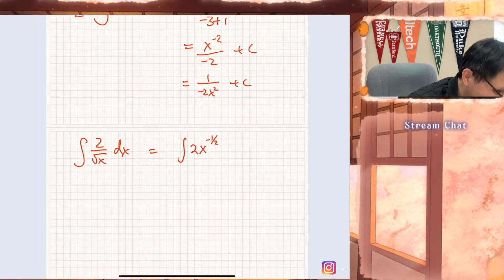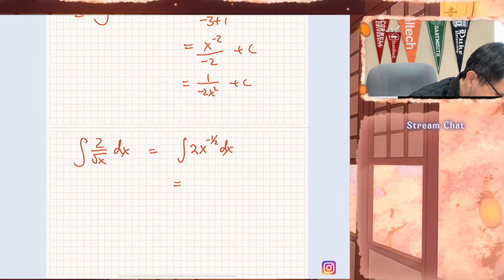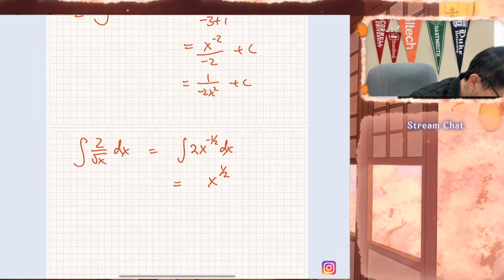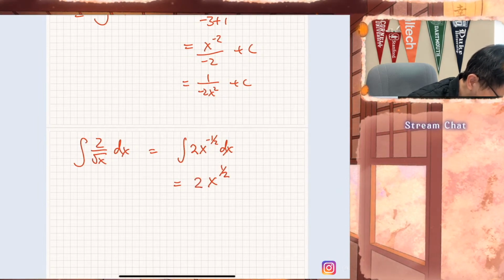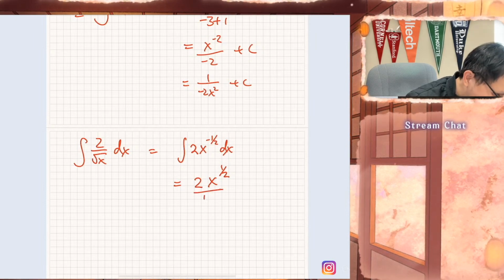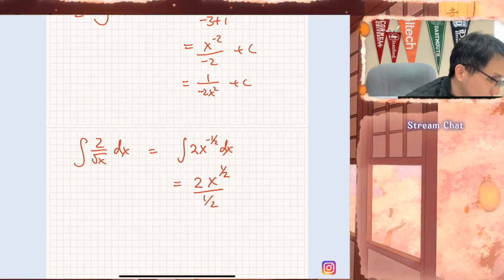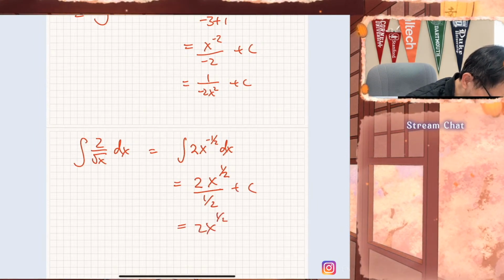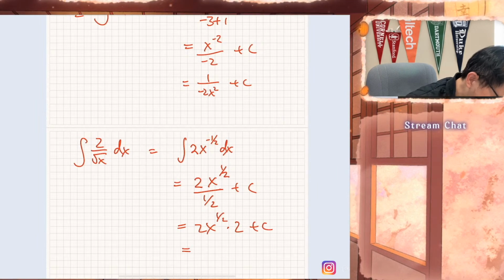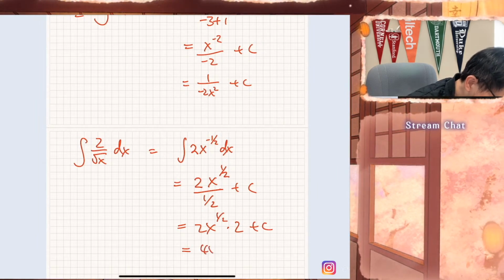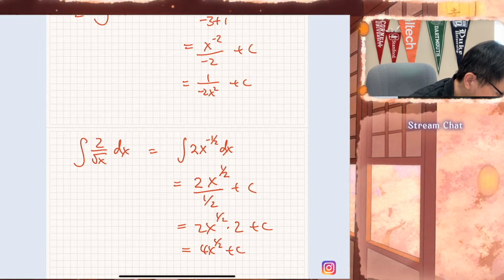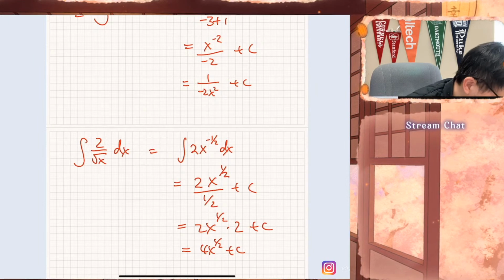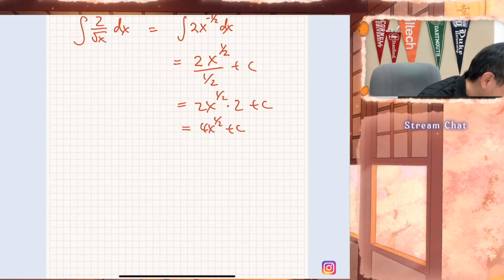Does that make sense? What happened if you plus 1? It's going to become 1/2. Times 2, right? Divided by 1/2. If I divide by 1/2, the same thing's times what? It's 2. That's it. Keep change flip. And there's no negative sign there because if I integrate that, it's going to be positive. Does that make sense?